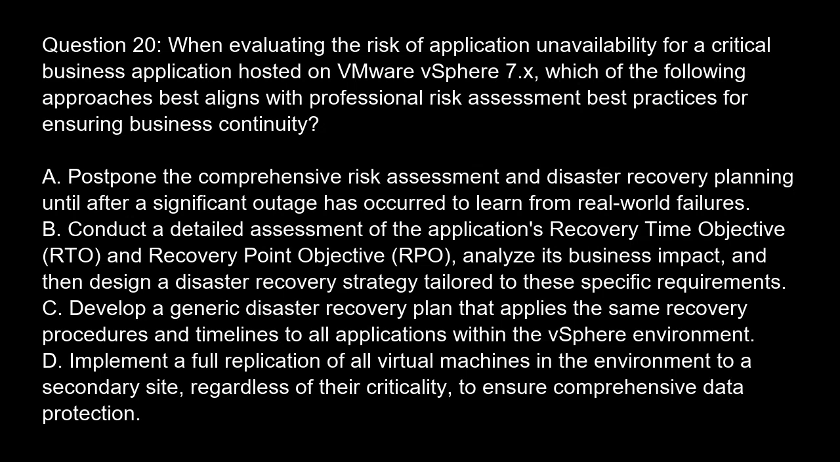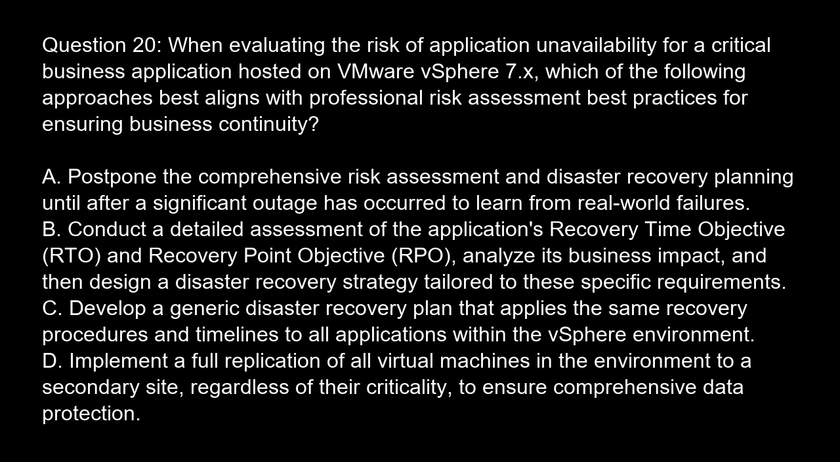Question 20. When evaluating the risk of application unavailability for a critical business application hosted on VMware vSphere 7, which of the following approaches best aligns with professional risk assessment best practices for ensuring business continuity? Option A. Postpone the comprehensive risk assessment and disaster recovery planning until after a significant outage has occurred to learn from real-world failures. Option B.